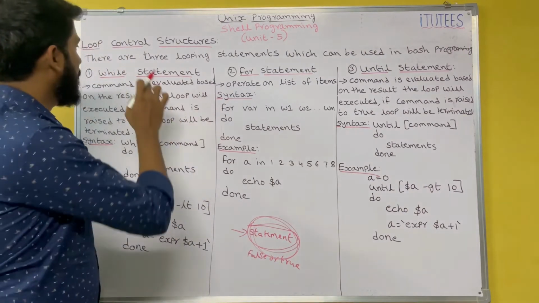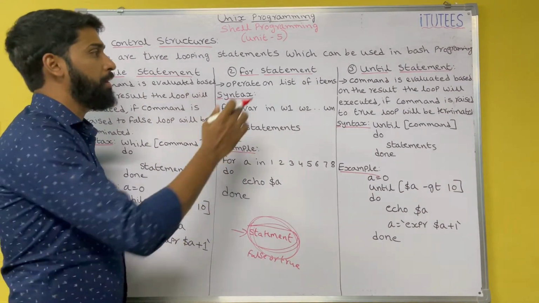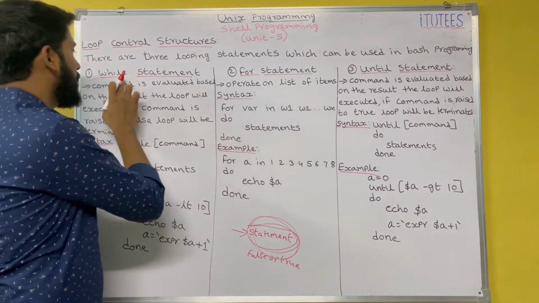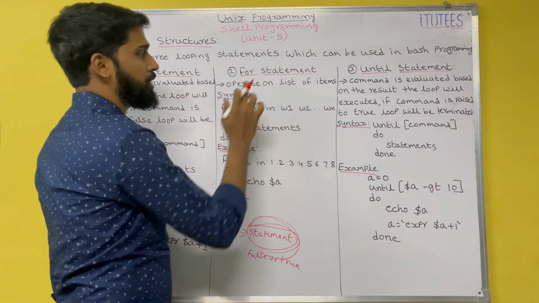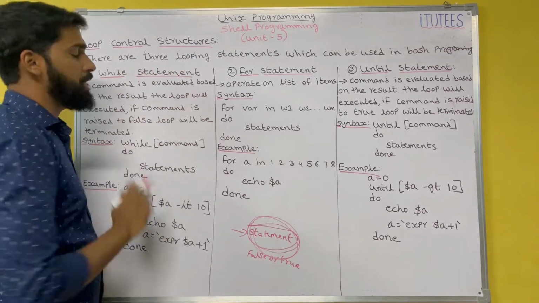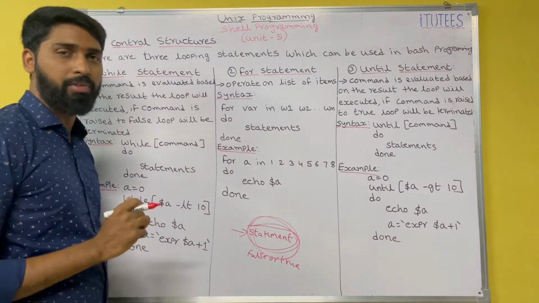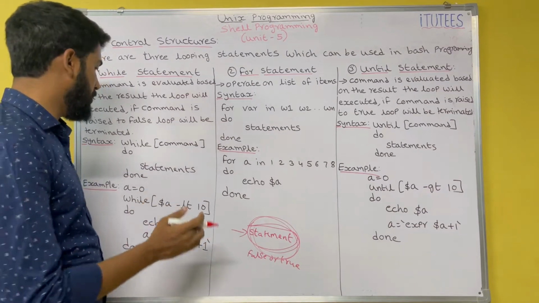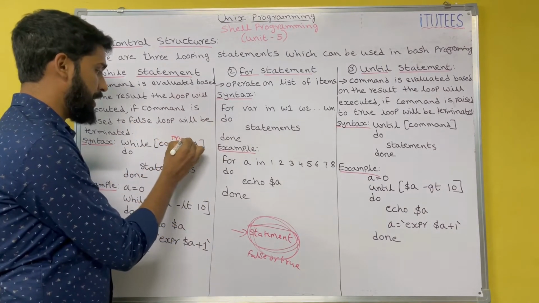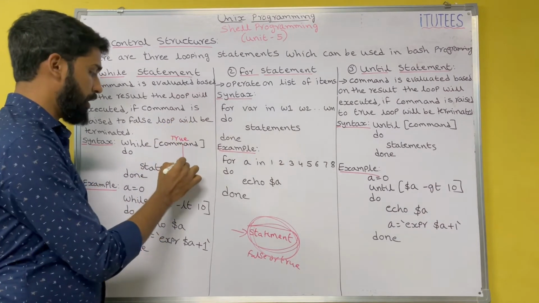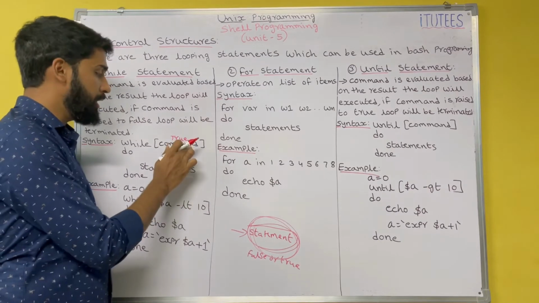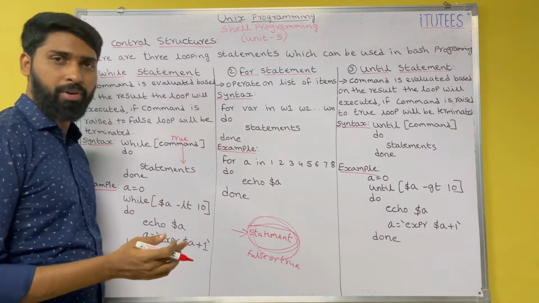There are three looping statements which can be used in bash programming. They are the while statement, the for statement, and the until statement. So what is the purpose of the while statement? In the while statement, you give one command. If the command is true, then you execute the statements. We execute these statements until this condition becomes false.